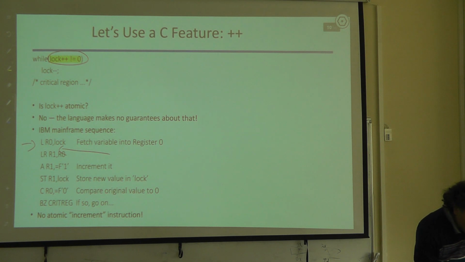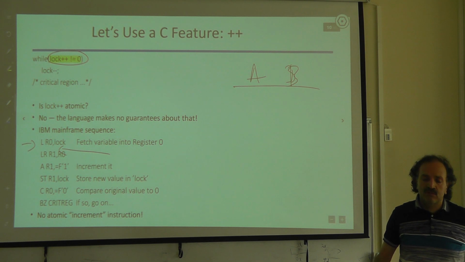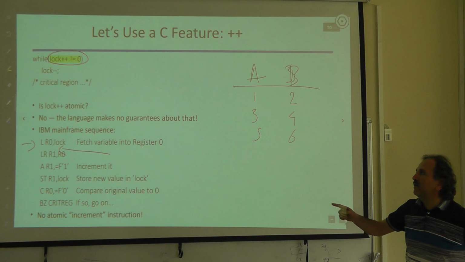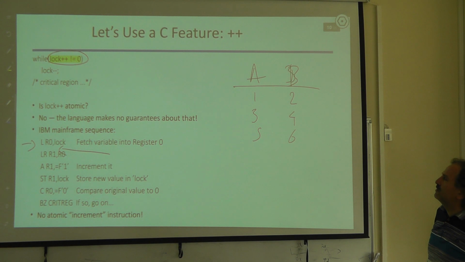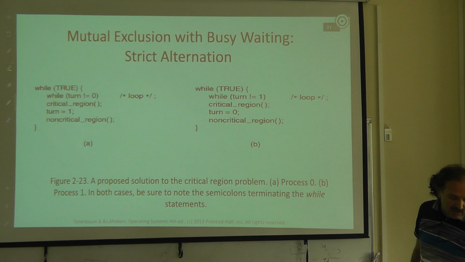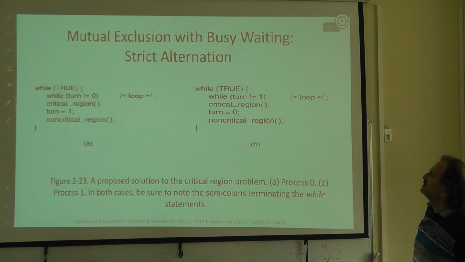It says that, okay, I have 2 processes, A and B. Let's use the critical region in turns. First, A will use it. Turn number A. Then B will use it. Then A will use it. Like that, they will take turns. Once A will use the critical region, then B, then A, then B. It goes like that. Then it's called strict alternation.